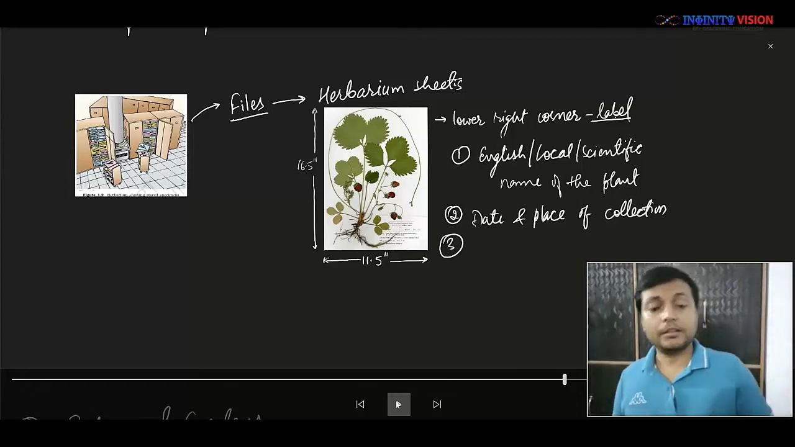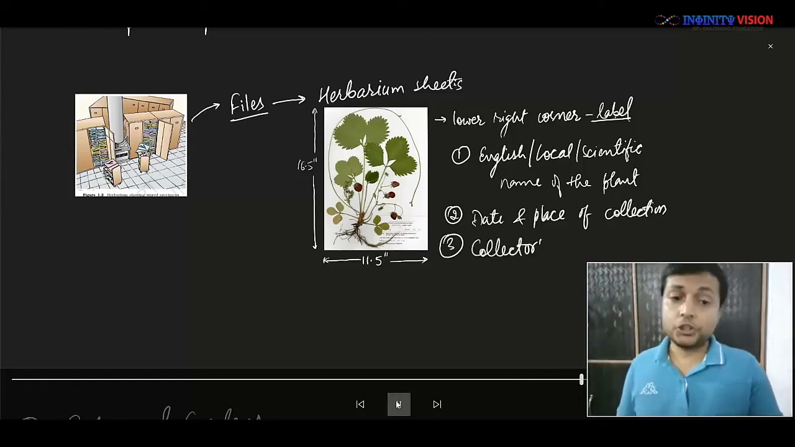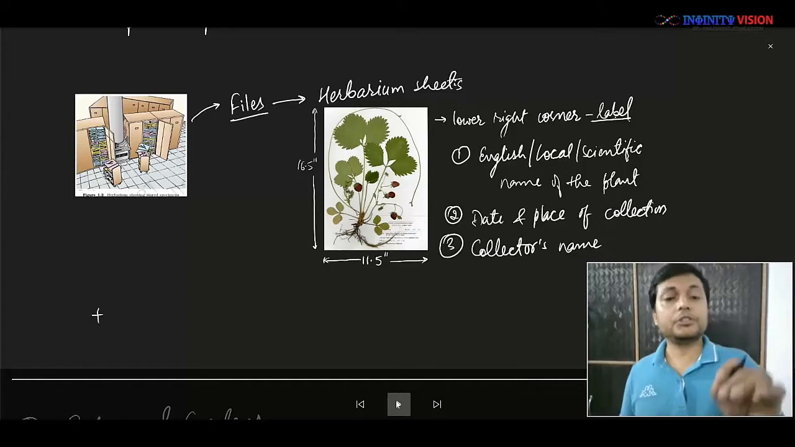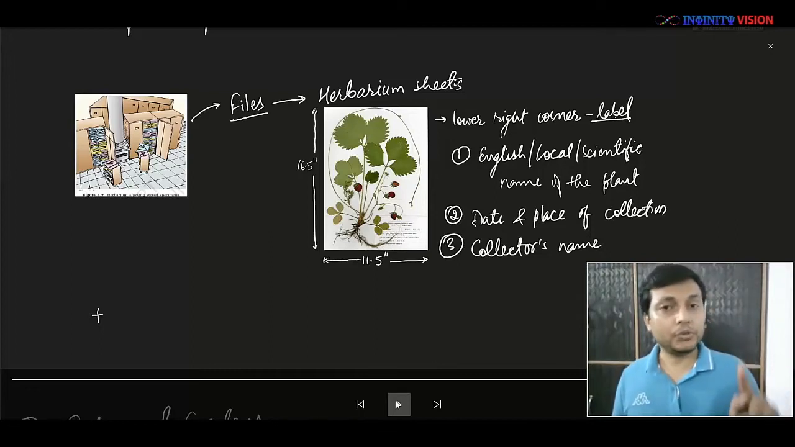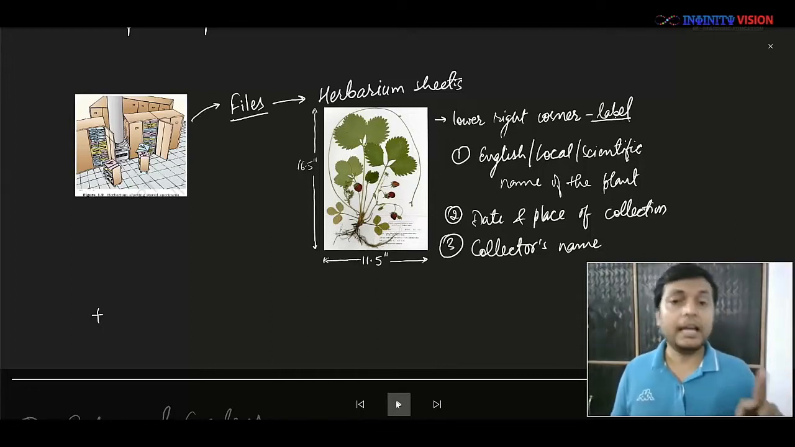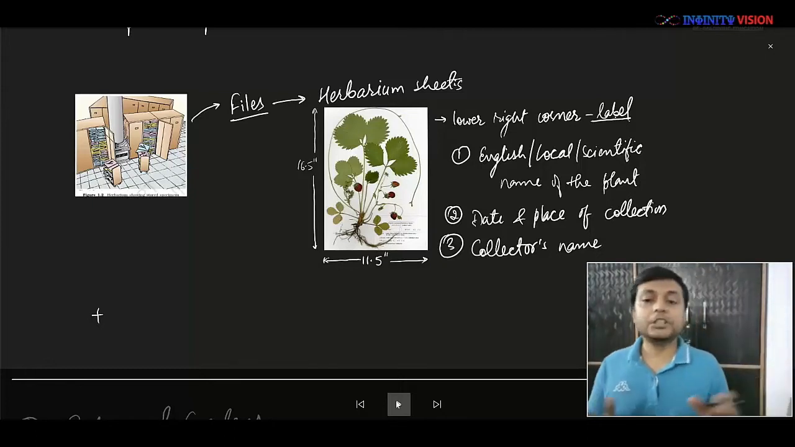Okay, great. What is the third thing? The herbarium sheet must contain the collector's name. That is mandatory. So these three things are absolutely mandatory: the name in all three languages, the date and place of collection, and the name of the collector. So this is a typical herbarium sheet.